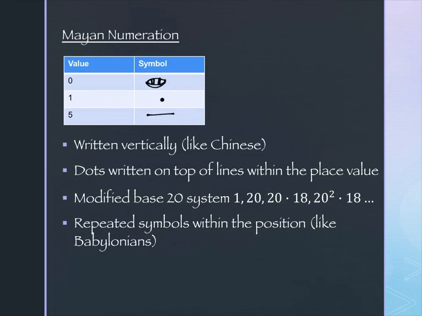So they wanted their place value system to represent their perception of the world. This 360 was an important number for them. So that's why it's happening. It's not terribly awful to use.